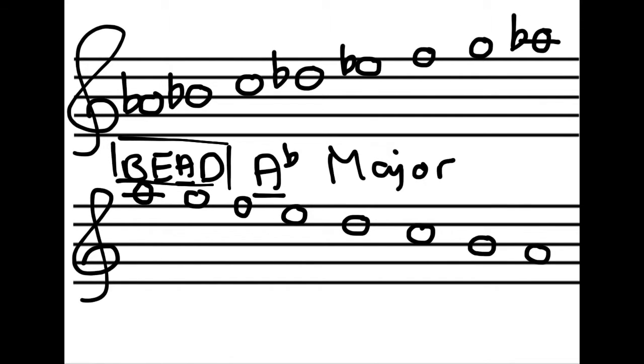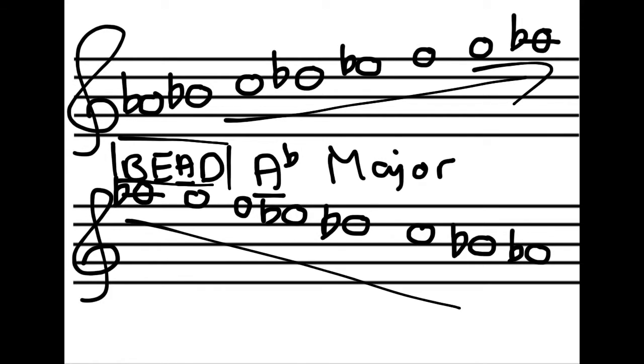Same thing for descending. Apply your B flat. Okay. Apply your E flat and also two A flats again, first and the last, and also your D flat. And that's it. That's the ascending and descending scale of A flat major. Okay, so we'll look at the minors now.